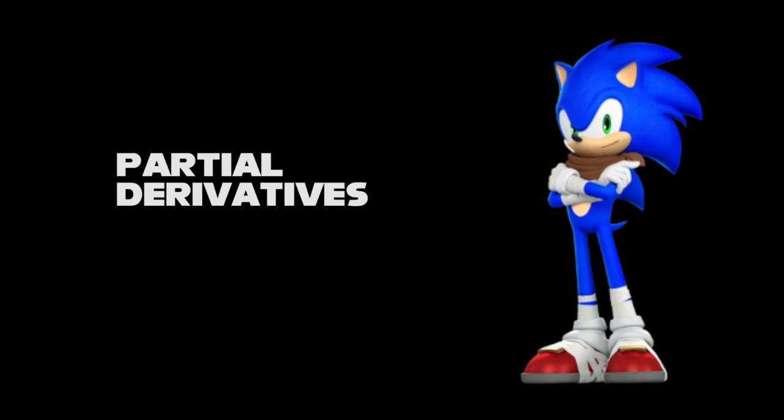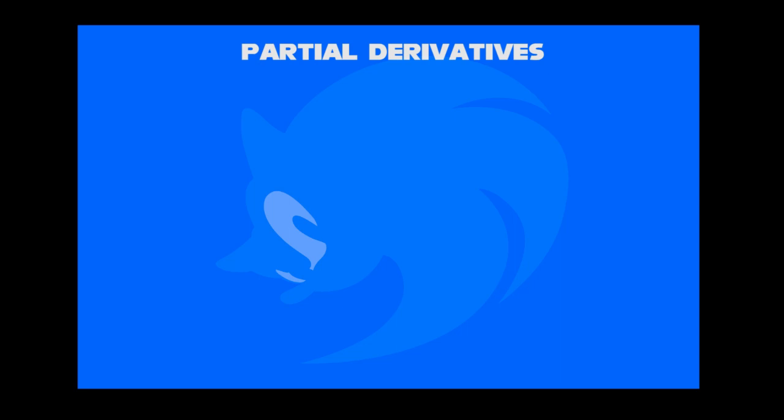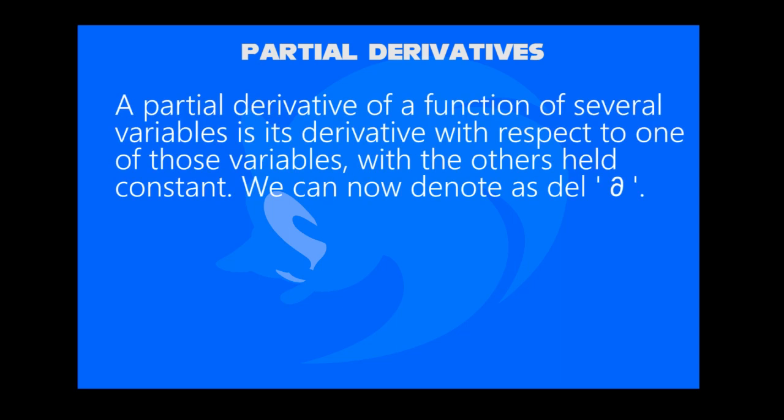Hello, I'm Sonic. We will learn about partial derivatives. In mathematics, a partial derivative of a function of several variables is its derivative with respect to one of those variables, with the others held constant. Partial derivatives are used in vector calculus and differential geometry.